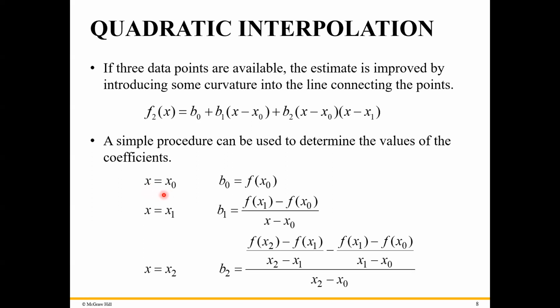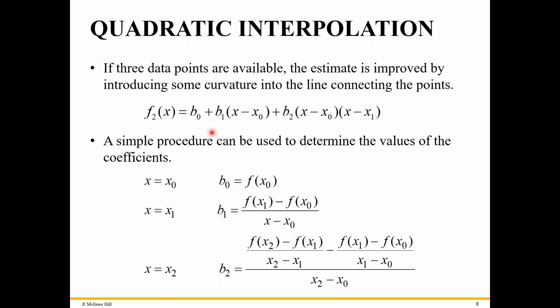if we take x equal to x naught, we can just think that these points, x naught, x1, and x2, all are on the curve. So if we take x equal to x0 here, then the second and third terms cancel out, because x minus x0 will be equal to zero. So this term will be zero, this term will be zero. Therefore, in that situation, b0 will be equal to f of x0.